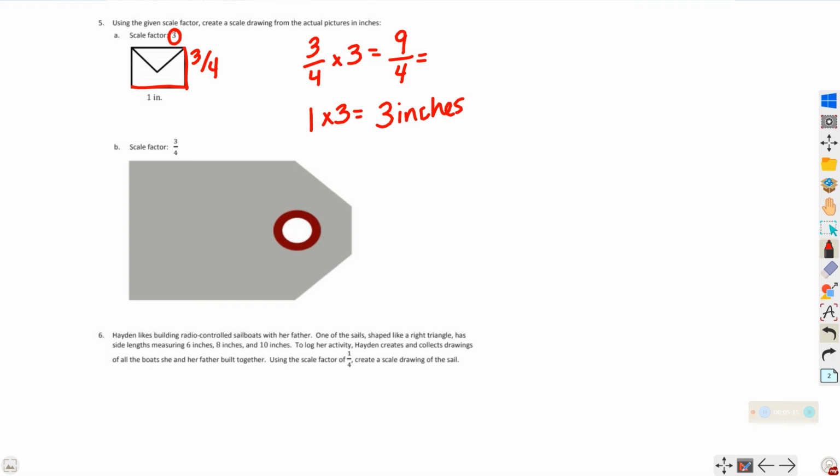So 4 fits into 9 twice, and that would give us 8, but we need one more to make it to 9. So our picture should be 2 1/4 inch tall and 3 inches wide. And then you want to draw in that little flap of the envelope so that it matches.